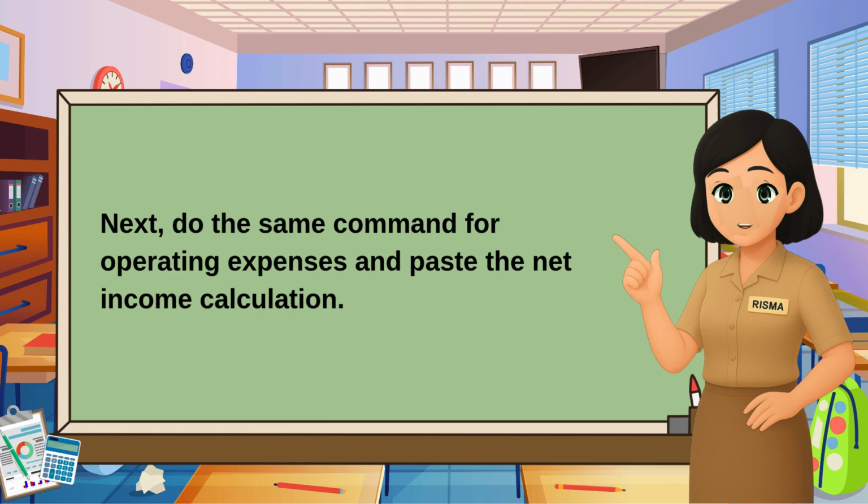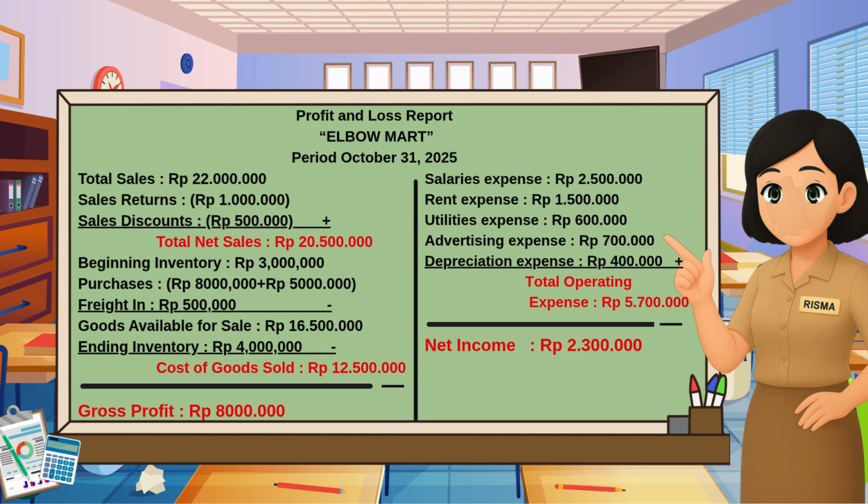Next, do the same for operating expense and place it in the net income calculation. The last, write salaries expense plus rent expense plus utility expense plus advertising expense plus depreciation expense. The result is total operating expense. Next, gross profit minus total operating expense, the result is net income.